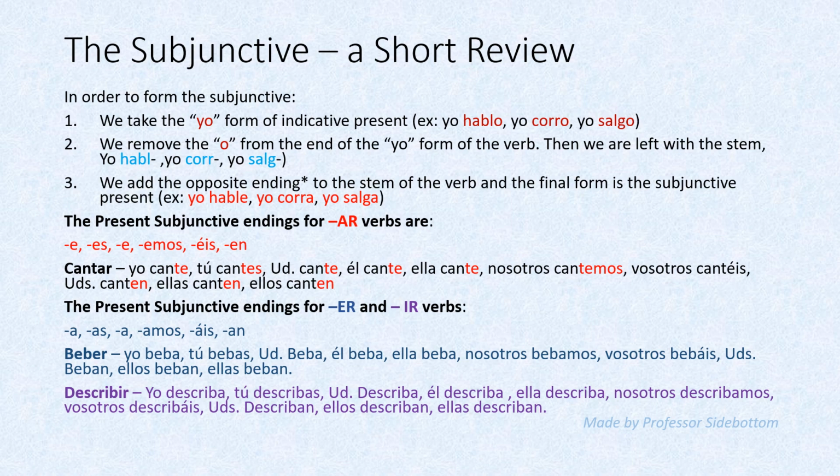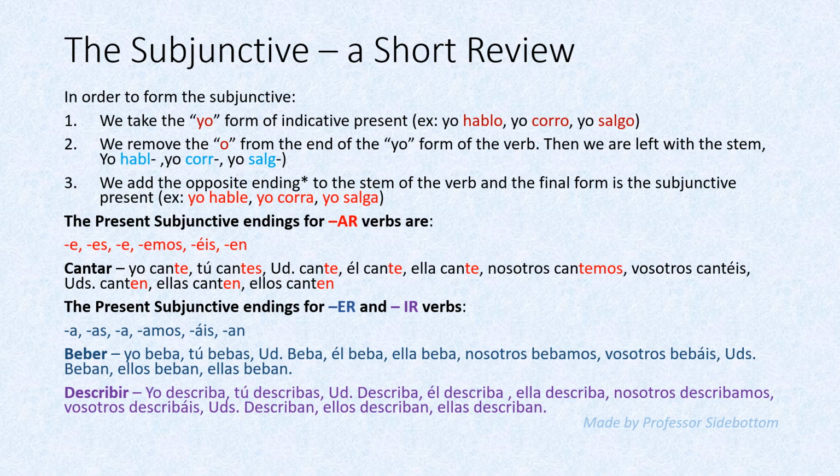In order to form the subjunctive, we take the yo form of the indicative present, like yo hablo, yo corro, yo salgo. Then we remove the o from the end of the yo form of the verb, and we are left with the stem: habl, corr, salg. And finally, we add the opposite ending to the stem of the verb, and the final form is the present subjunctive, like yo hable, yo corra, yo salga.